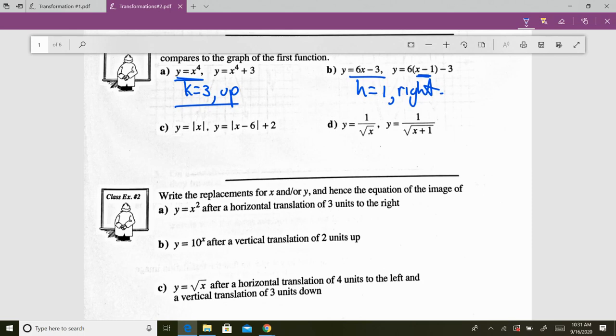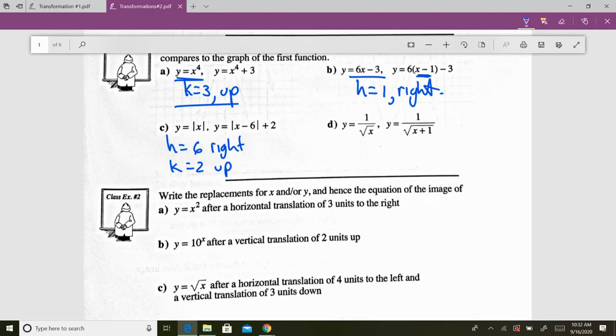All right, what about C? Couple changes here. What is my h and what is my k value? What's h? 6. What's k? 2. So we went right 6 and up 2.